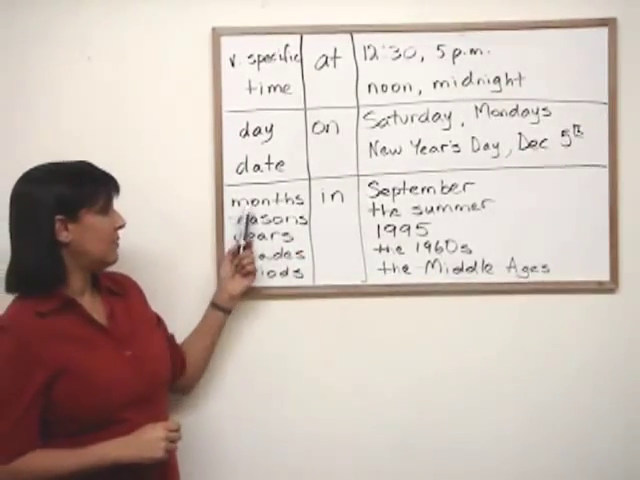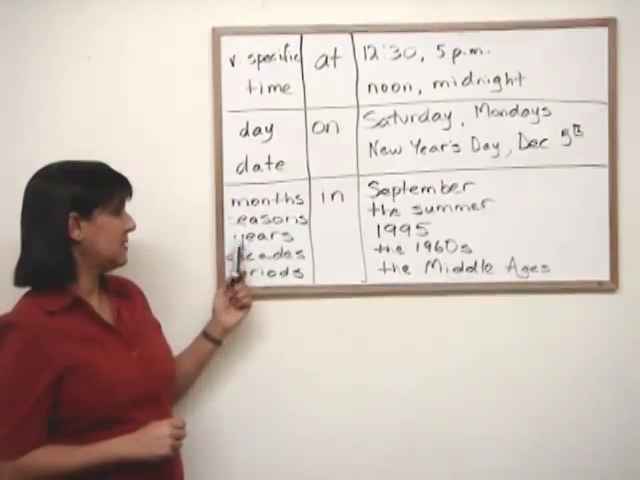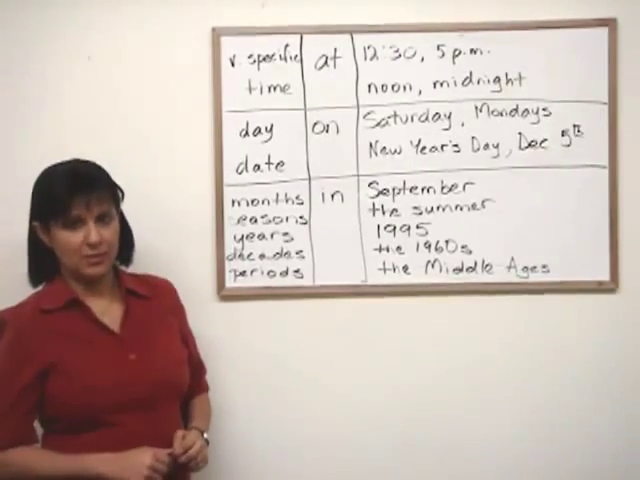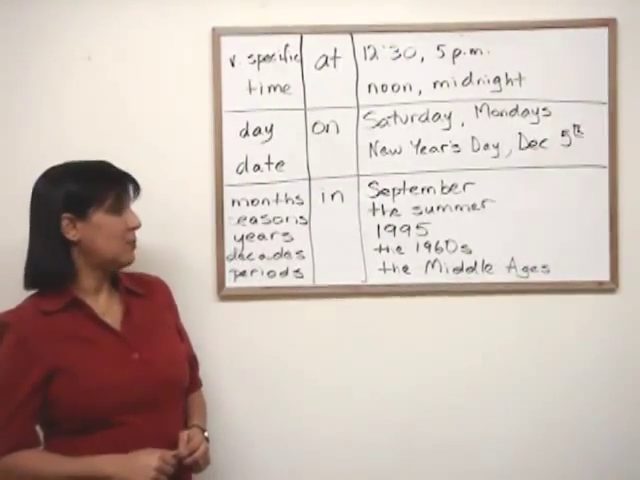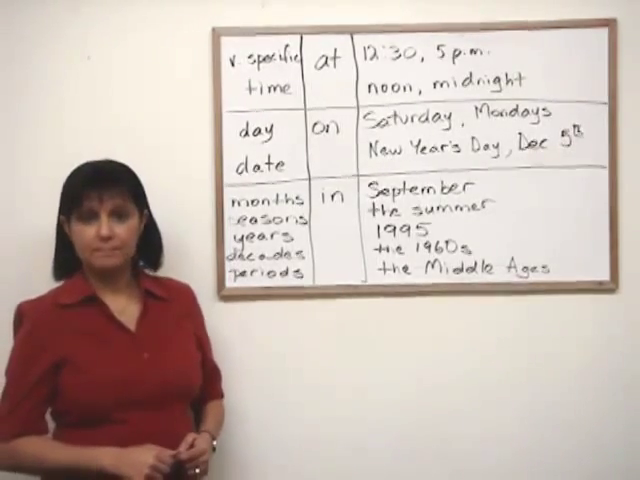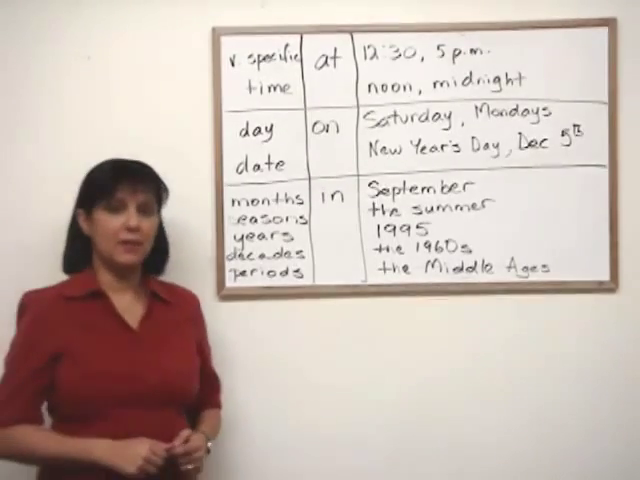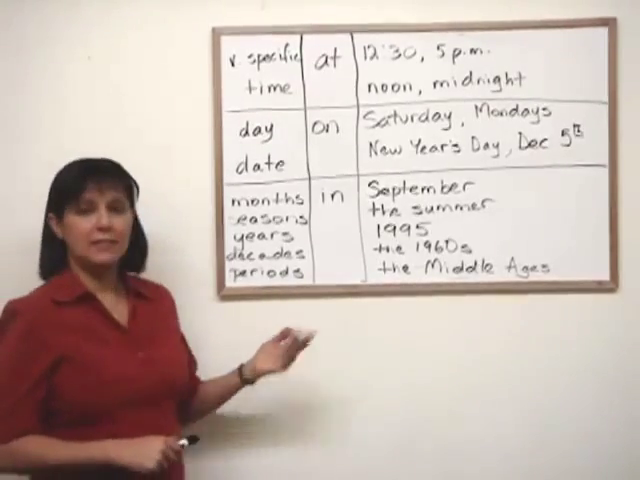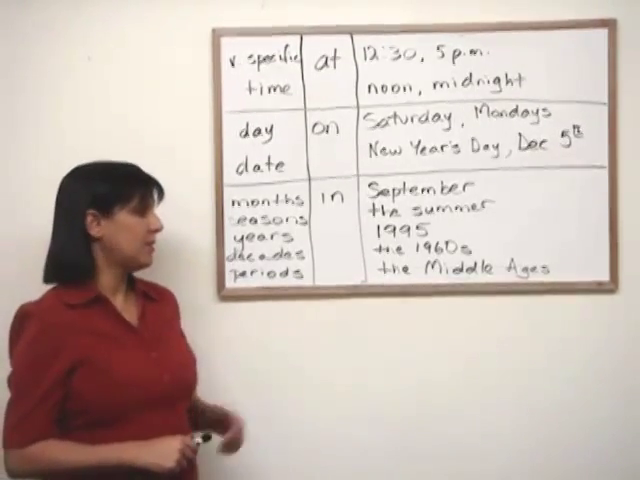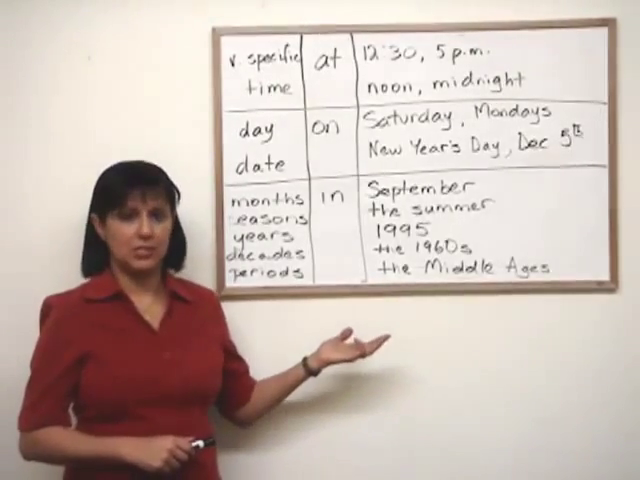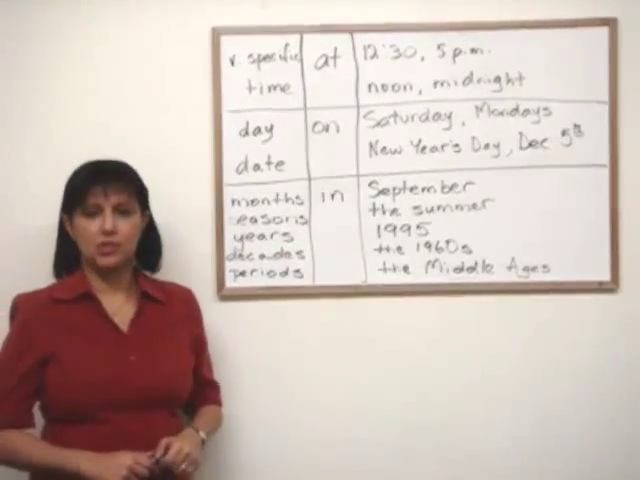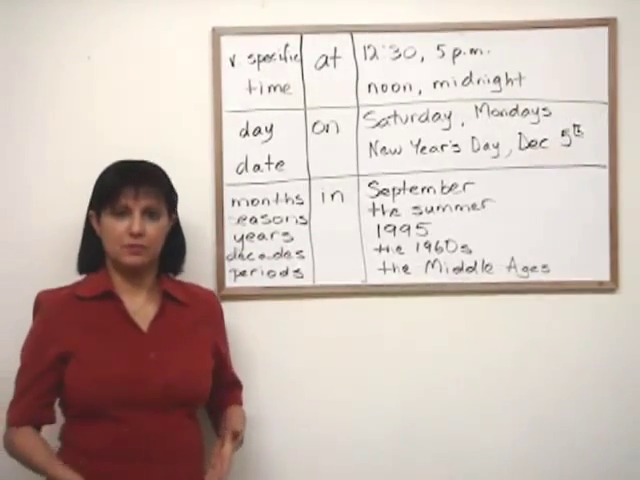In we can use before months, seasons, years, decades, or periods of time. For example, you could say, I was born in September. I was born in the summer. I was born in 1995. Well, not me, perhaps you. He was born in the 1960s. Or this happened during the Middle Ages. These are all examples of how you can use the preposition in to represent different periods of time.